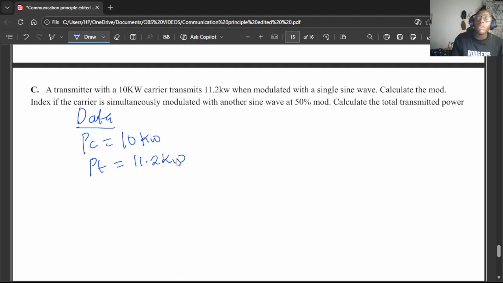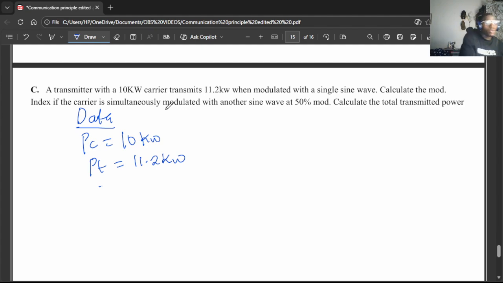What's the next parameter which we are giving? We are now giving another parameter. They said calculate the MOD. MOD simply stands for modulation index. If the carrier is simultaneously modulated with a sine wave at 50% modulation index. So basically, you're seeing the word simultaneously. That tells you that you have your first modulation index and your second modulation index. Am I communicating?